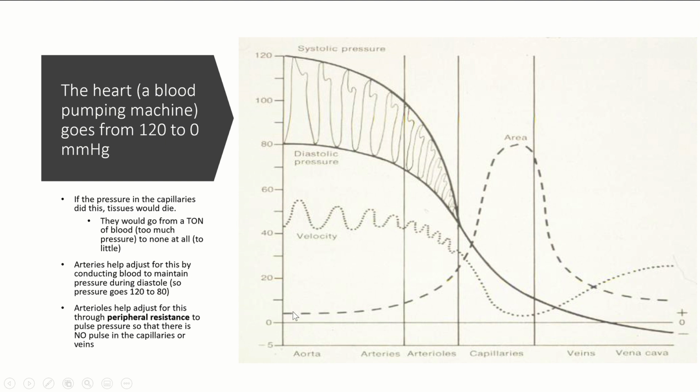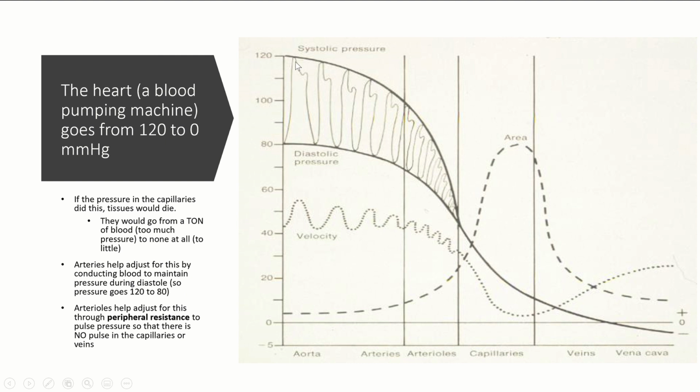So we're going 120 to 0 in your heart, and what happens in your aorta and your big arteries is they're very elastic, so they don't let it drop to 0. Okay, so when it wants to drop to 0, your arteries will actually squeeze down because they're elastic to maintain that pressure. Okay, so they conduct blood to maintain pressure during diastole, during that rest period. So pressure does not drop to 0 like it does in your heart. Okay, so that's what your arteries and your aorta do.